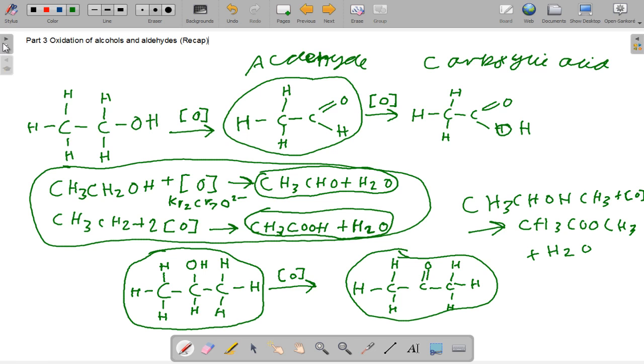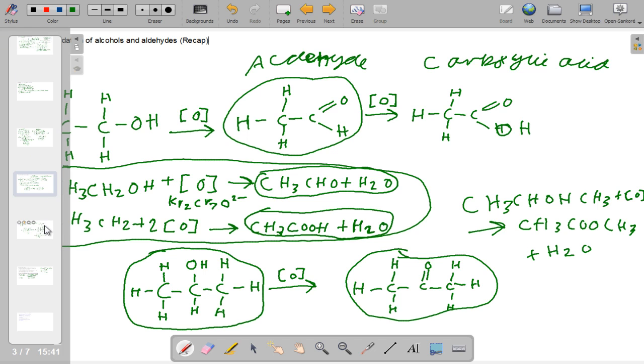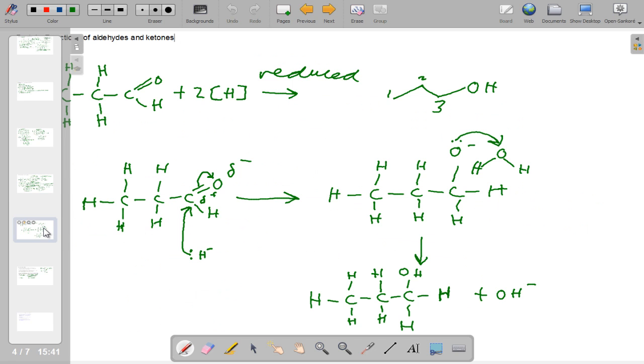So that's it for oxidizing aldehydes and alcohols. Now we'll move on to reactions of aldehydes and ketones.